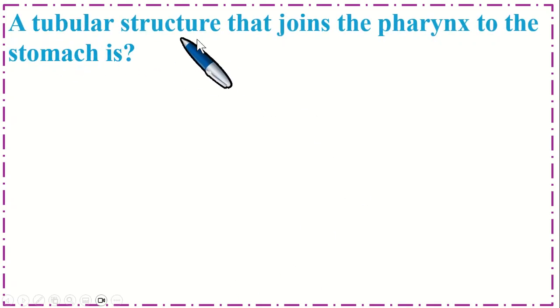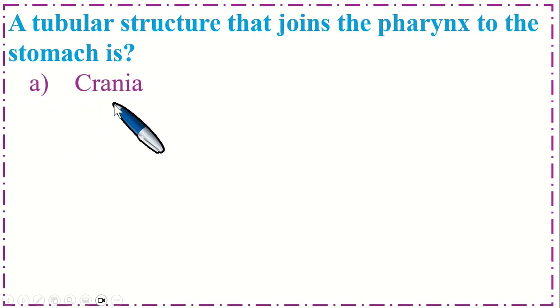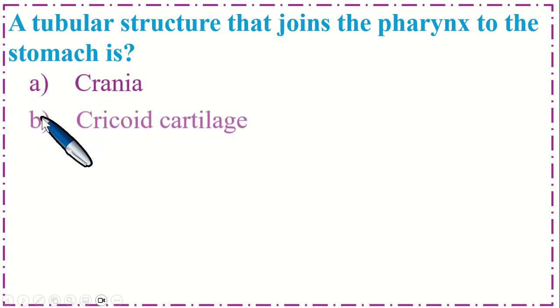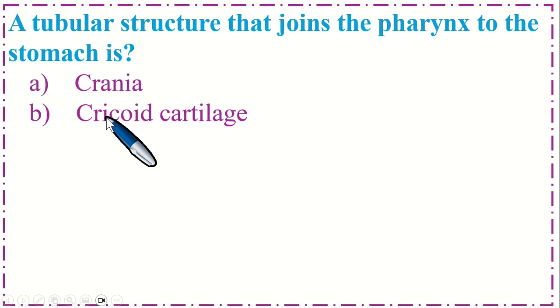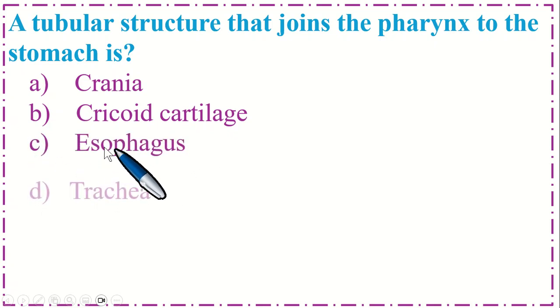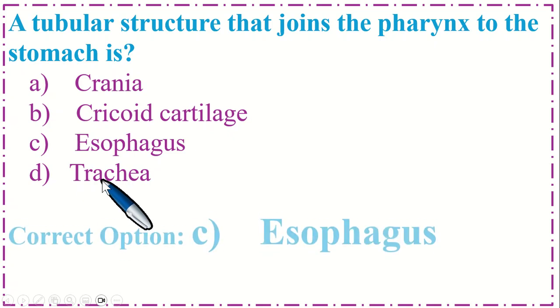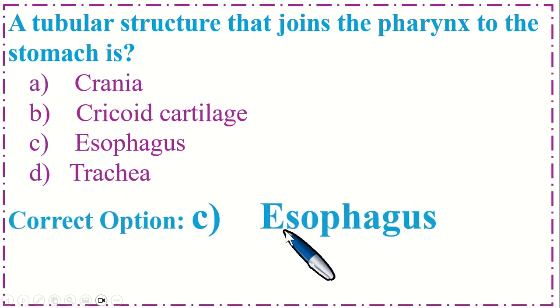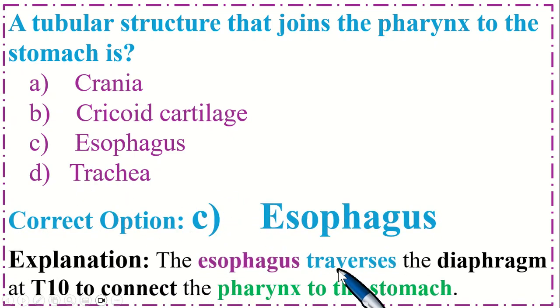A tubular structure that joins the pharynx to the stomach is option A crania, B cricoid cartilage, C esophagus, and option D trachea. So the correct option is C esophagus. The esophagus traverses the diaphragm at T10 to connect the pharynx to the stomach.